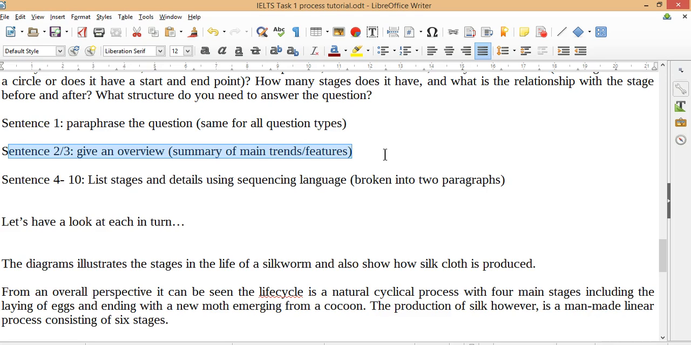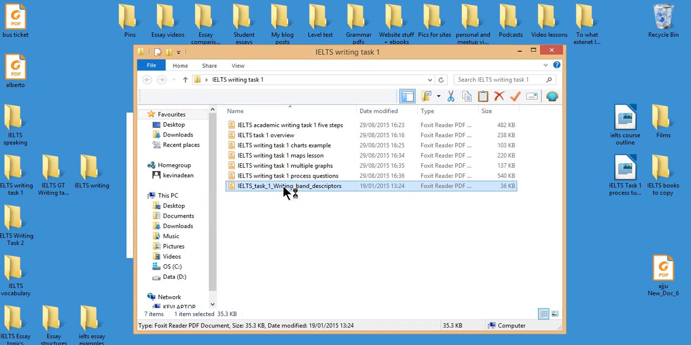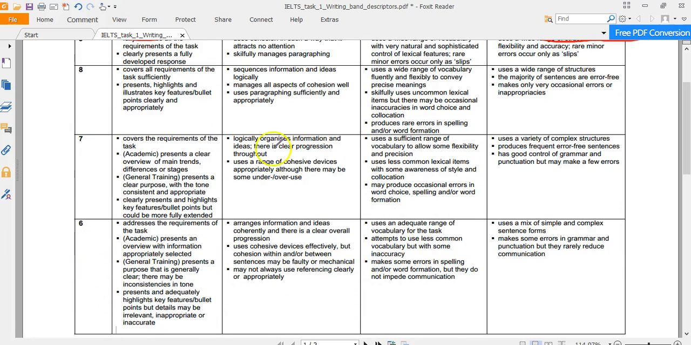I mean, the criteria here also, if we look and see, I get my pen out. It's basically the same: your grammar, lexis, cohesion, coherence, and your task achievement part. If we look at this, we need an overview for main trends, differences, or stages. We have to have an overview. So that's the difference here. But apart from that, it's basically the same. Logical organization, a progression, grammar, vocab, etc. In terms of organization, for the process question, it's quite straightforward because it's basically a list. Stage 1, stage 2, stage 3, stage 4, and so on.